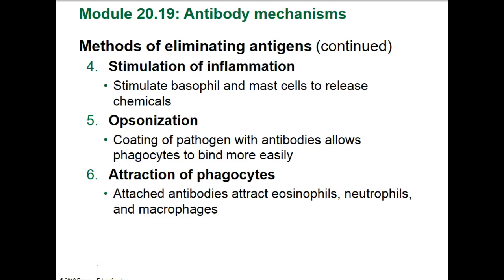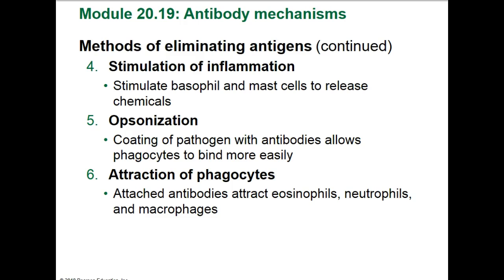There's opsonization. Sometimes these antibodies simply coat a pathogen and it makes them more recognizable by macrophages and other phagocytes to take them in and engulf them. And it simply attracts other phagocytes anyway, in more of a chemical way. So attached antibodies attract eosinophils, neutrophils, macrophages. So that's 6 ways that antibodies affect the antigens and foreign things.